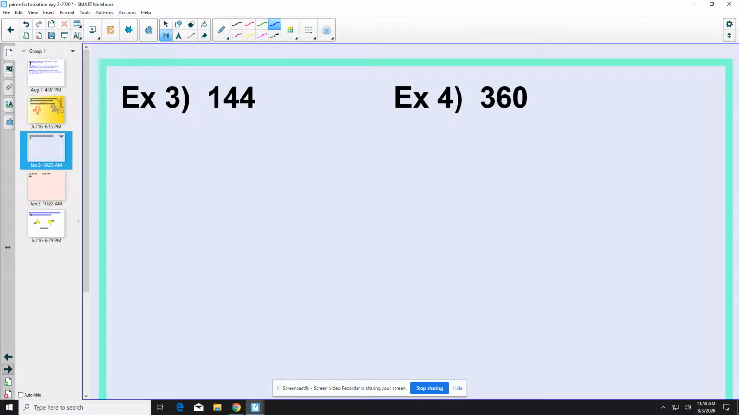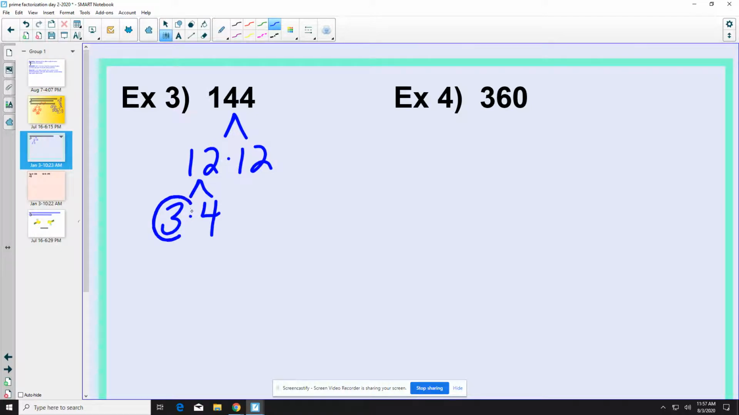Okay, number 3, write in your notebook 144. Okay, I'm trying to think of what can I multiply to get 144. You can use your multiplication table and look for 144. I know 12 times 12 is 144. So I could start out 12 times 12. Right, now I got to think, what can I multiply to get 12? I don't want to use 1 times 12, but I do know 3 times 4 is 12, so I could break that down into 3 times 4.